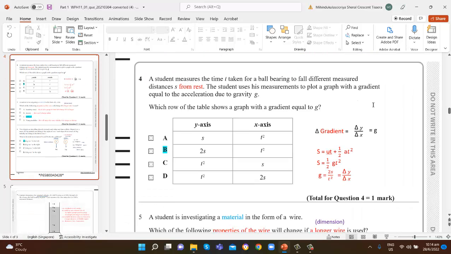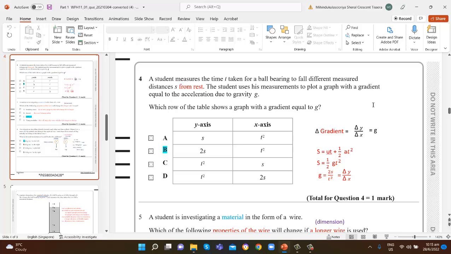A student measures the time t taken for a ball bearing to fall different measured distances s from rest. Now underline from rest. I told you. The student uses his measurements to plot a graph with a gradient equal to the acceleration due to gravity g. Which row of the table shows a graph with a gradient equal to g?